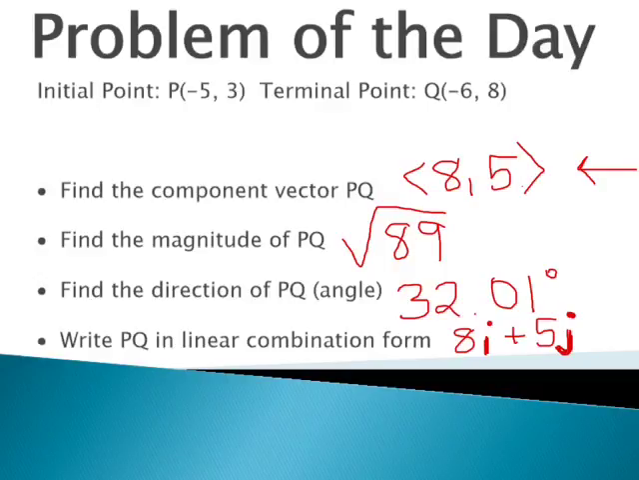The direction angle would be 32.01 degrees. Remember, to find this, we take the tangent of our angle and we set it equal to vertical component over horizontal component. So you take the inverse tangent of 5/8 to get the 32.01 degrees. And then linear combination form means you need to write it as a sum of the i and j vectors. And so 8i plus 5j would be our linear combination form.